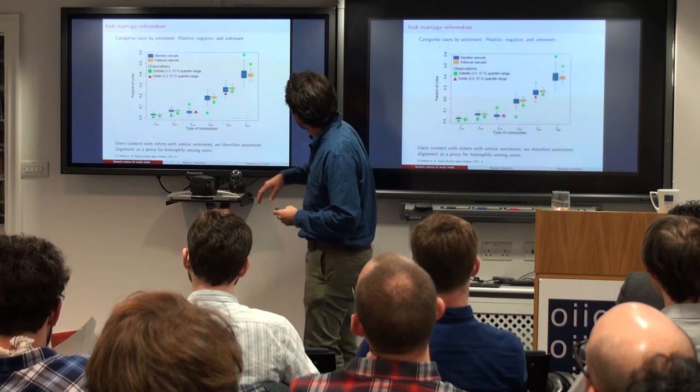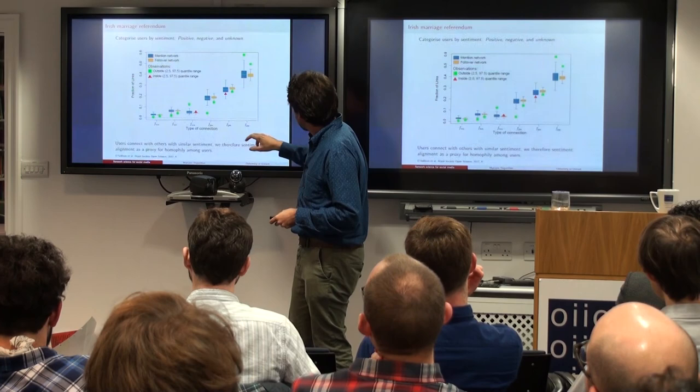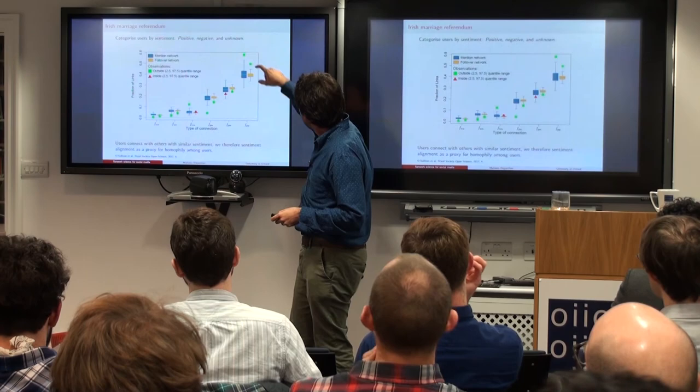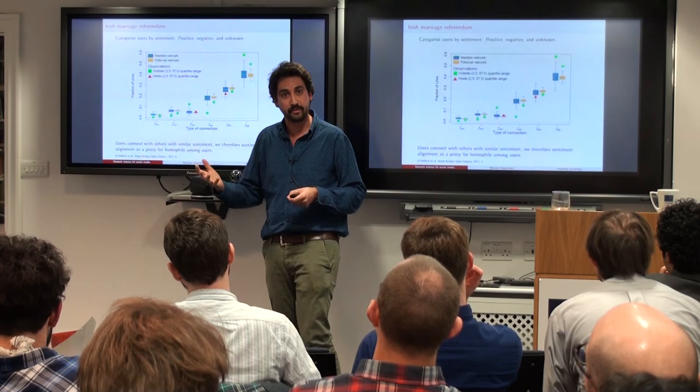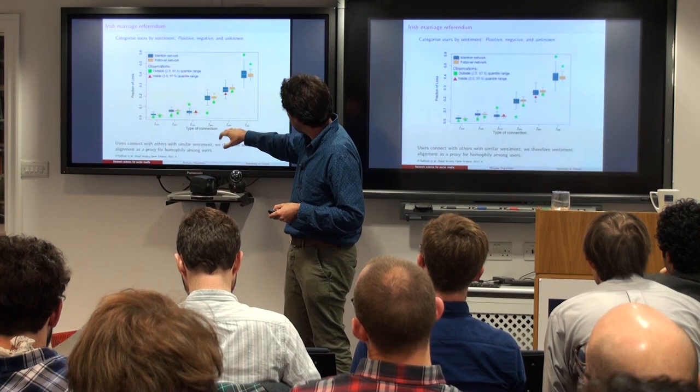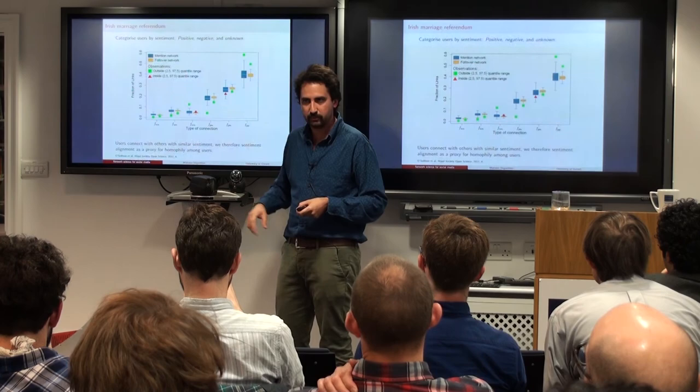So here we have in yellow the follower network, in blue the mentions network. And these are connections between people who are positive, two positive users. And we find that we observe way more connections between positive users in both networks than we would observe at random. Fewer connections than we would between positives and negatives, and positives and unknowns. More connections between both negatives.